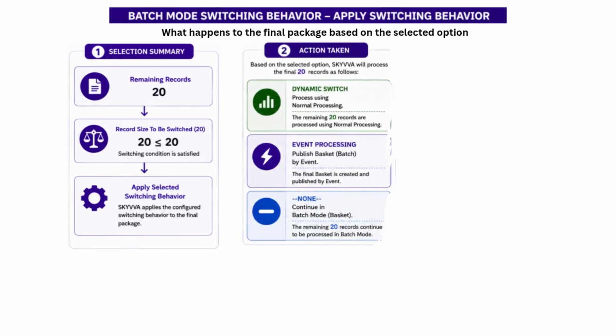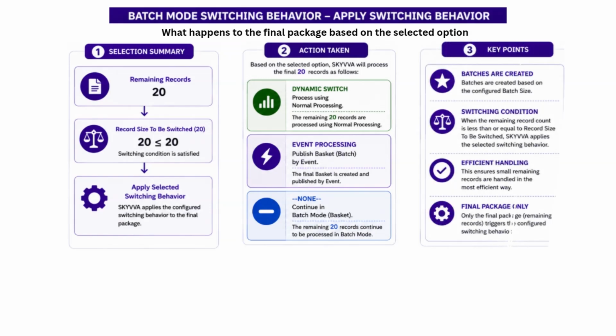Section 2. Execute the selected action. Depending on the selected option, SKYVVA processes the final package in one of 3 ways. If dynamic switch is selected, the remaining 20 records are processed using normal processing instead of batch mode. If event processing is selected, SKYVVA creates the final basket and publishes it as an event for asynchronous processing. If none is selected, SKYVVA continues processing the remaining 20 records in batch mode, just like the previous batches.